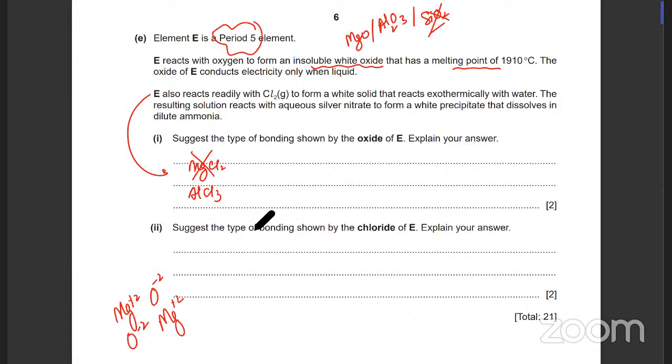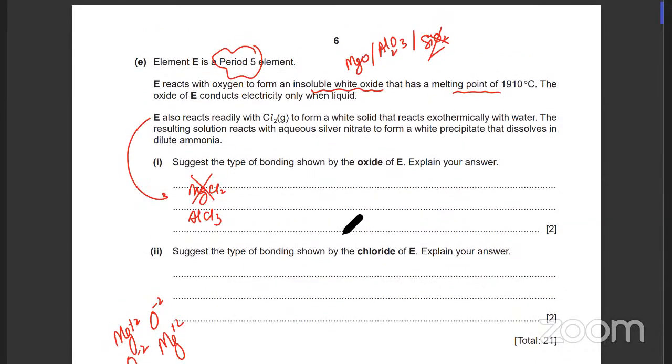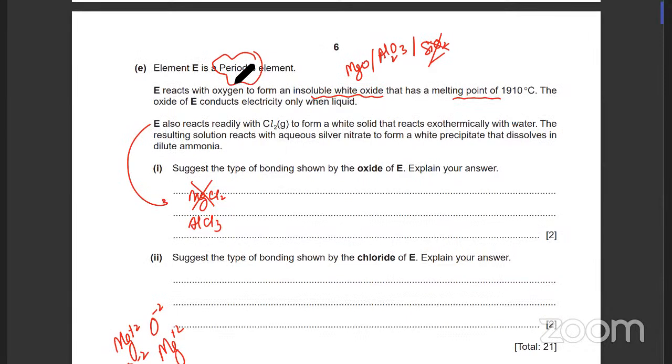The type of bonding of the chloride of E. Just a second, let me first explain that a little again. First thing, I'm ignoring period 5 and just focusing on period 3. Starting with the first thing, it's an insoluble white oxide. If it's an insoluble white oxide, sodium can't be it.